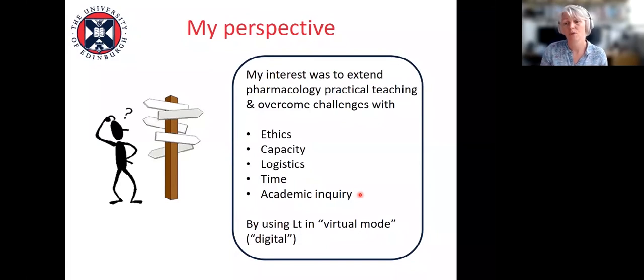So my interest was very much in using LT in a virtual mode to extend what we did in our practical classes, using LT as a digital platform. It turns out that that was actually going to work out quite well for us. As Dawn's already talked about, the situation over the last year has meant that most of our teaching has been in this digital format. I promise I wasn't foreseeing the future. This was genuinely my interest in it.